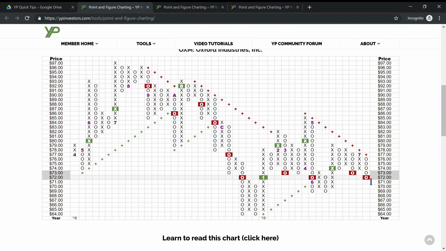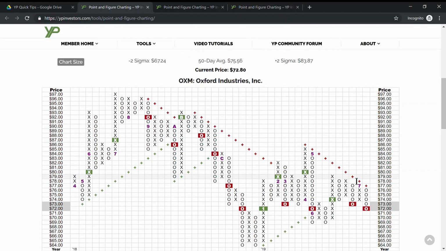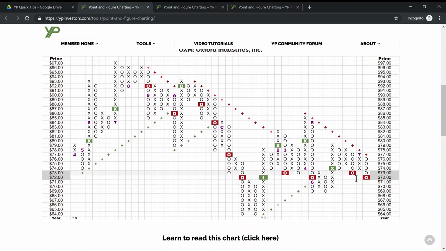And in our YP Investors point and figure charts, we make all the double bottom sell signals, which is also the basic sell signal in a point and figure chart, colored red. This way they're easy to identify when looking at the chart overall. So as you can see, this OXM stock chart hit two double bottom sell signals in a row.